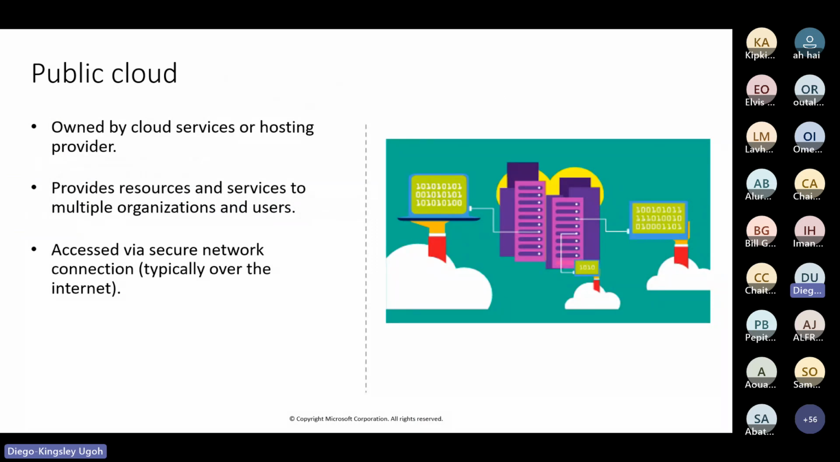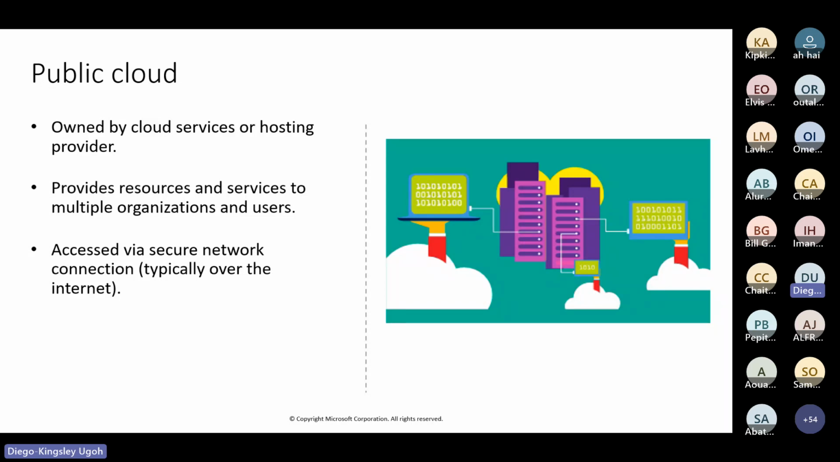Cloud models. Now let's look at the public cloud. Public cloud is owned by a cloud services or hosting provider. It provides resources and services to multiple organizations and users, and is accessed over a secure network, secure internet. Examples of public cloud are, of course, Microsoft Azure, which we are looking at right now, AWS, Amazon Web Services, and Google Cloud Platform, GCP. We must have come across either of these or maybe all of them before now.